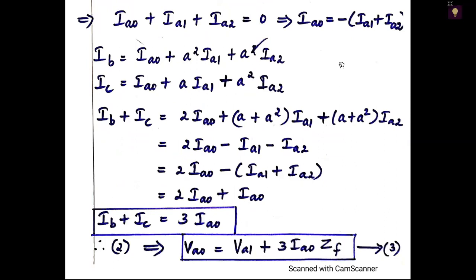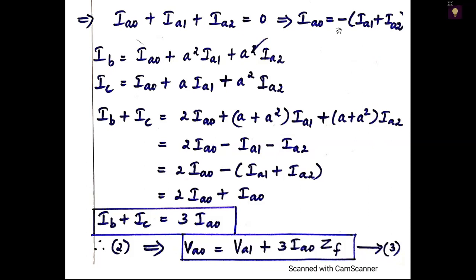So IB plus IC is equal to IA naught plus A square IA1 plus A IA2 plus IA naught plus A IA1 plus A square IA2. Group the common terms. We have 2 IA naught plus (A plus A square) into IA1 plus (A plus A square) into IA2. And we all know 1 plus A plus A square is equal to 0, from which A plus A square is equal to minus 1. So substitute A plus A square as minus 1. So 2 IA naught minus of (IA1 plus IA2).